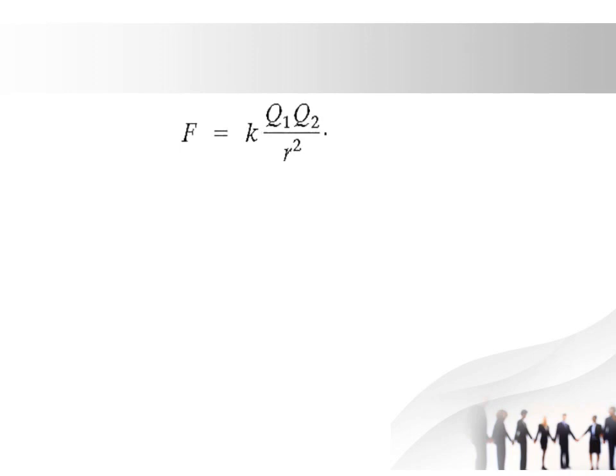You can remember two things: that F is equal to K Q1 Q2 by R square and F12 is equal to minus F21.